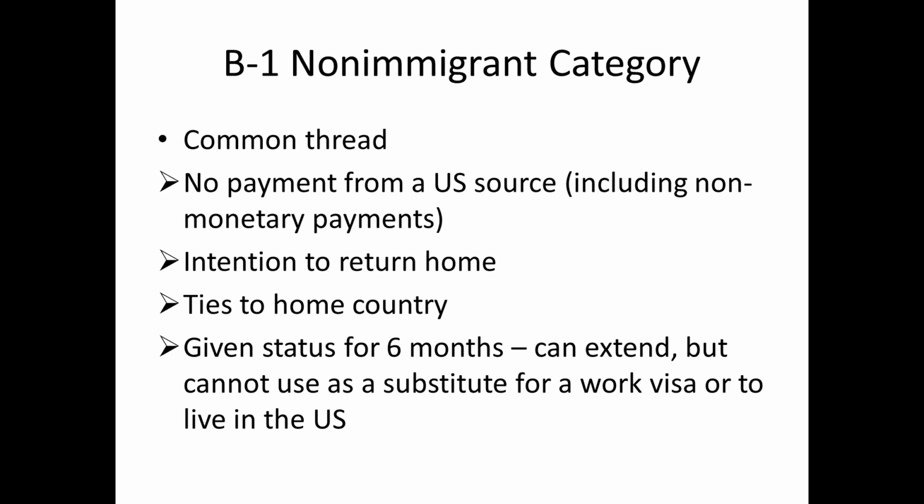Normally, what happens is you're given status for 6 months, which means that you really have to look at how long you want this visa for. If the person is coming for 6 months or less, it's a perfect visa. Extensions can be done, but what you cannot do is use this as a substitute for a work visa. You cannot use it as a substitute to live in the United States. Eventually, it catches up with you. This visa cannot be used forever. It's normally good for a very short term, 6 months, maybe another 6 months, a year, but nothing more than that. Otherwise, immigration tends to think that you're using it to work, using it to live in the United States.